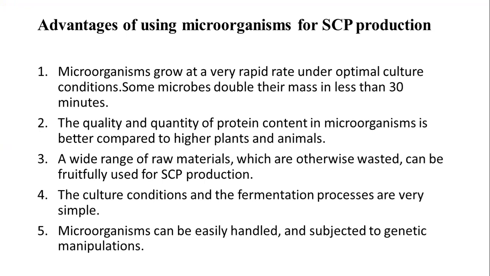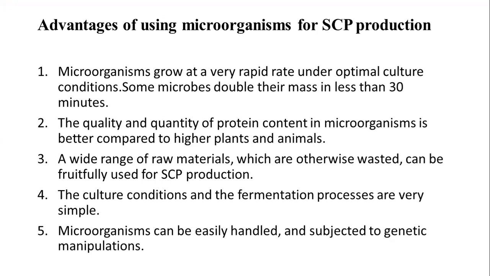There are certain advantages of using microorganisms for SCP production. The microorganisms grow very fast under optimal culture conditions. The quality and quantity of protein contained in a microorganism is better compared to higher plants and animals. A wide range of raw materials such as waste can be used for SCP production. The culture condition and fermentation process of production of SCP is very simple.